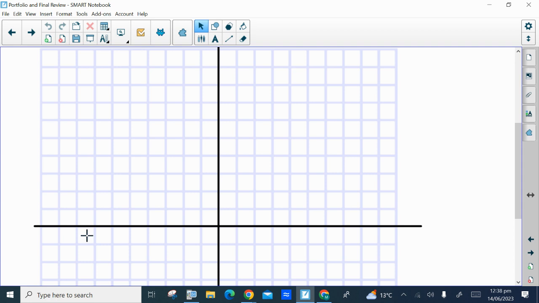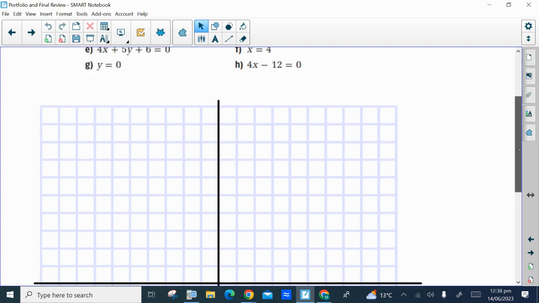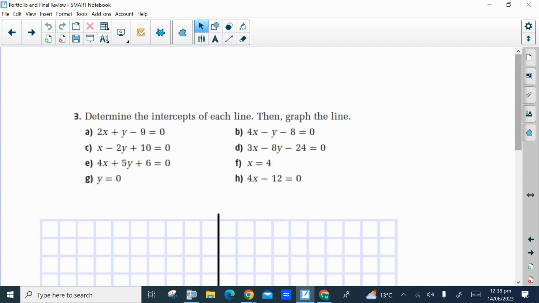x-axis. To get to any point on the x-axis, you don't go up or down. You just go left or right. Because of that, the y value is 0. And that's how we find the x-intercept.